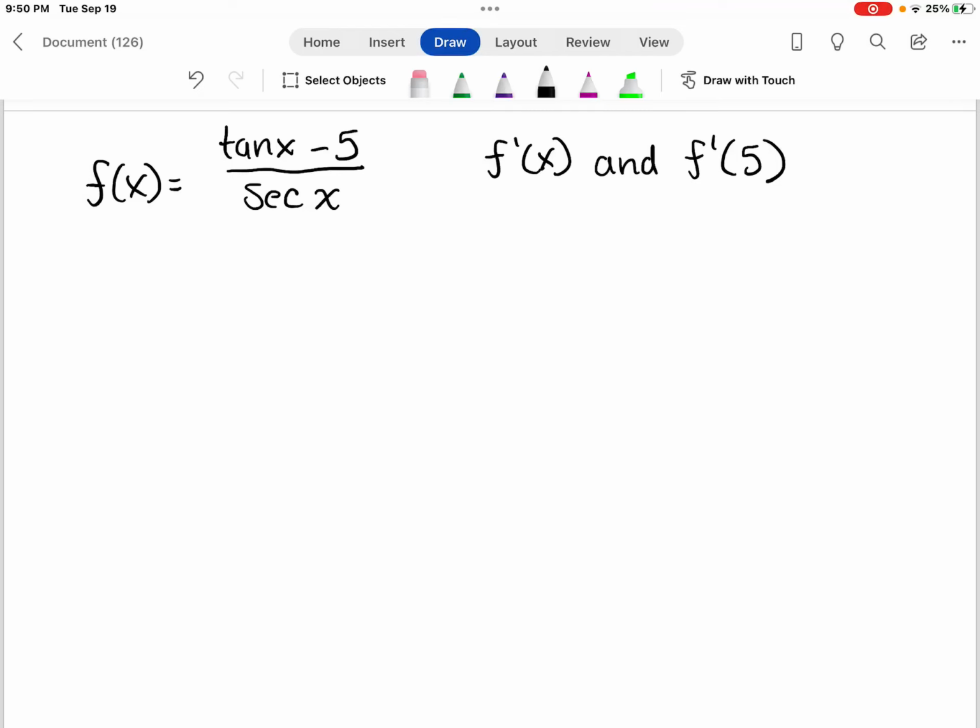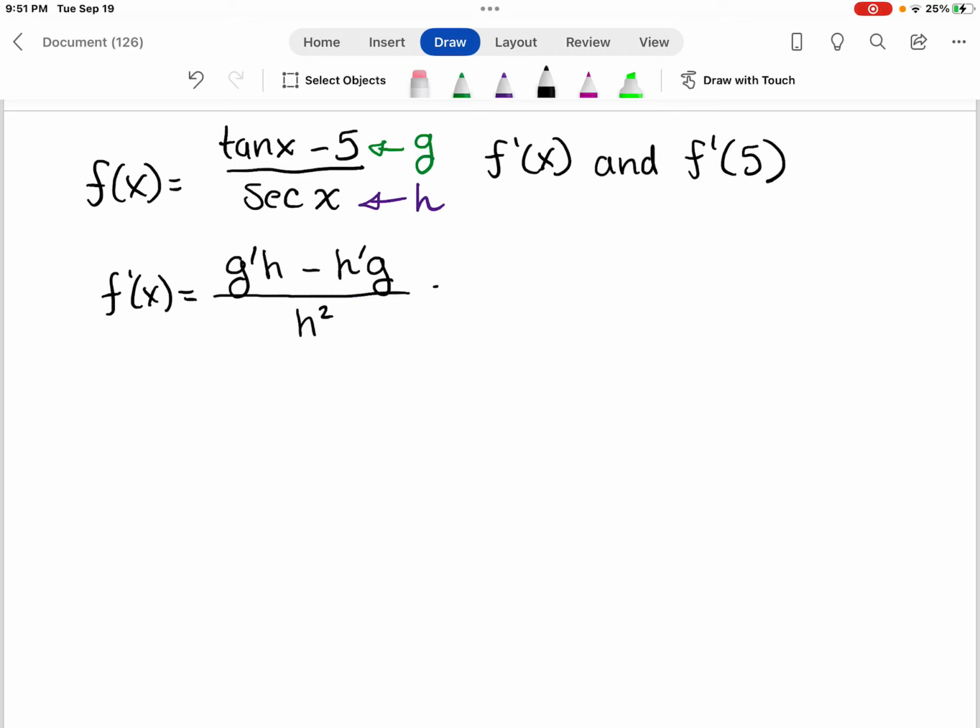In this example, we are going to find the derivative of f, and then we're going to evaluate it at x equals 5. When we take the derivative of f, we're going to use the quotient rule. I'm going to call the numerator g, and I'm going to call the denominator h. So when we take the derivative using the quotient rule, we're going to take the derivative of g times h minus the derivative of h times g, and then divide by h squared.